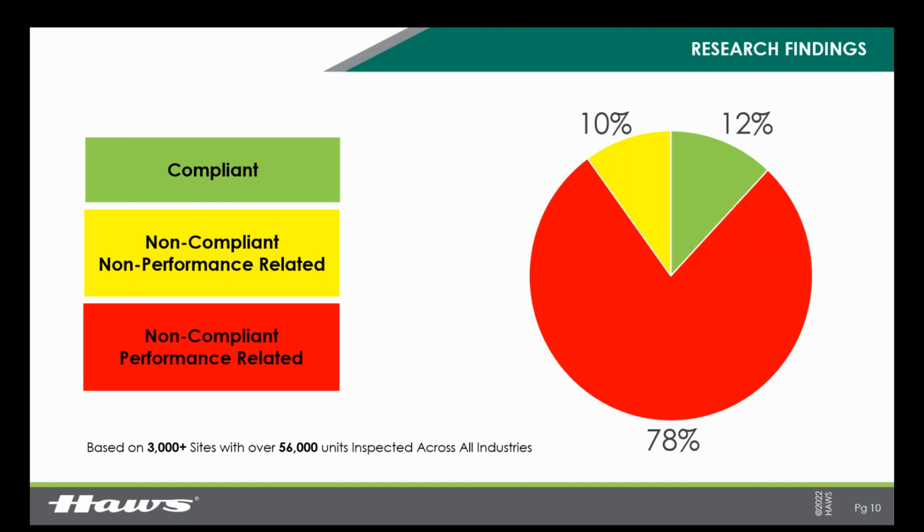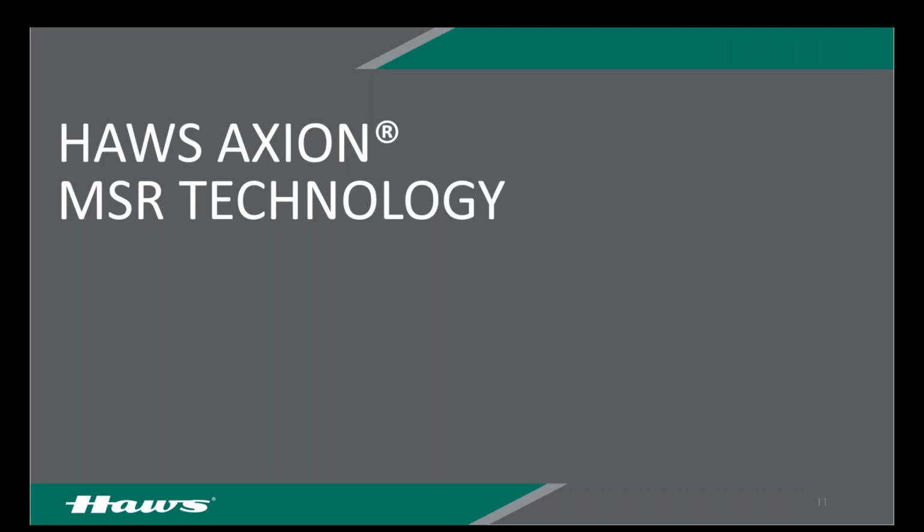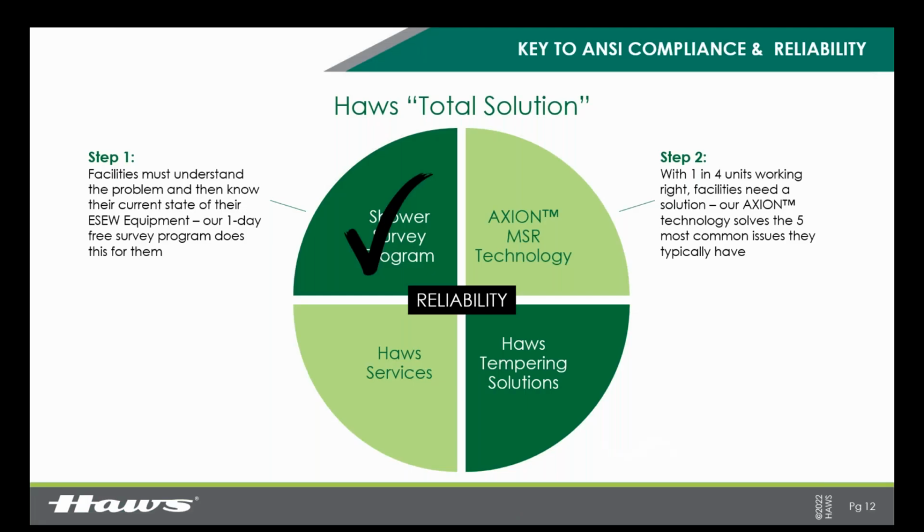Some of those are going to be as easy as a retrofit. Some of those are going to be more complicated. Supply lines will have to be adjusted or cleared out. You get nasty growth and things like that. And one of the easiest ways that we can fix some of those things, the easiest steps that we can take, is utilizing Haws Axion MSR technology. And that is step 2 in this pie chart.